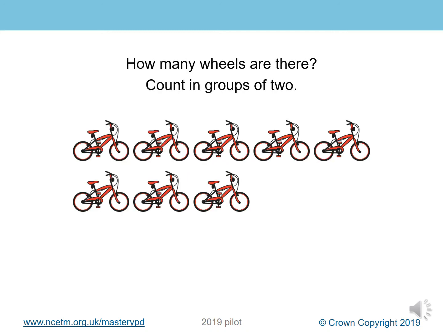This time we're going to count how many wheels are there, and we're going to count in groups of 2. We're not going to count each individual wheel, we're going to count it in a group of 2. So we've practiced our counting in 2s, so we know we can do it. Are we ready? 2, 4, 6, 8, 10, 12, 14, 16. So there are 16 wheels. Well done, whole class. Next one.